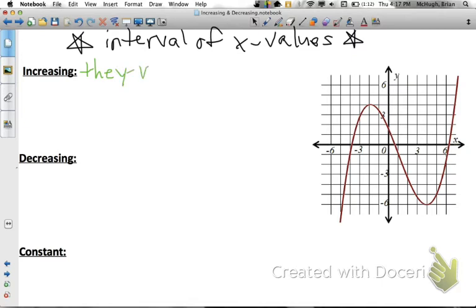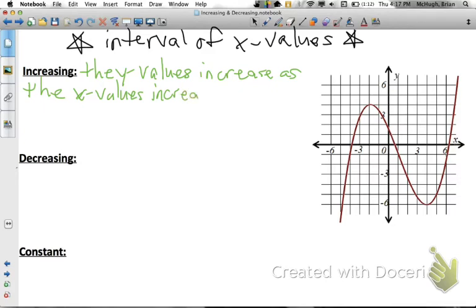Okay, an increasing portion of a graph is when the y values increase as the x values increase. And what kind of a shape does that take for our graph? The y values increase as the x values increase. That's up and to the right. That's what that looks like.